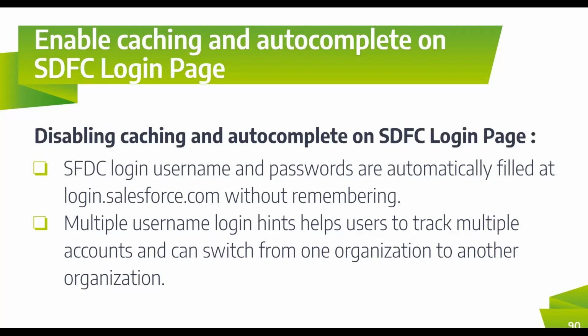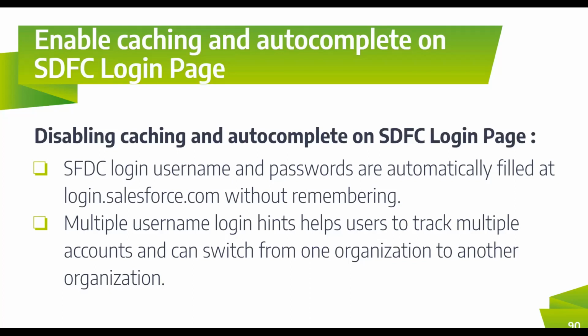In order to enable and disable the caching autocomplete, we have to log in to your Salesforce development force.com login. Username and password are automatically filled at login.salesforce.com. Just now I told you, when I type login.salesforce.com, it will be automatically filled. So for it to be automatically filled, I have to enable that. Where am I going to enable it? I'm going to enable it in the system setting, in the caching section, to make it remember. Got it?